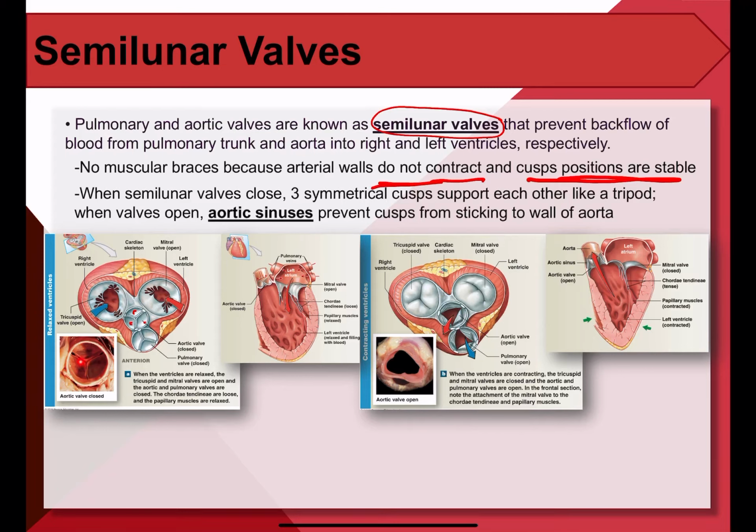So you see how it comes together nicely to create that tight seal between the three cusps of the semilunar valves. And when valves are open like this, technically speaking, because these are just little flaps of connective tissue, these flaps can actually get stuck onto the wall of the aorta or the pulmonary trunk.